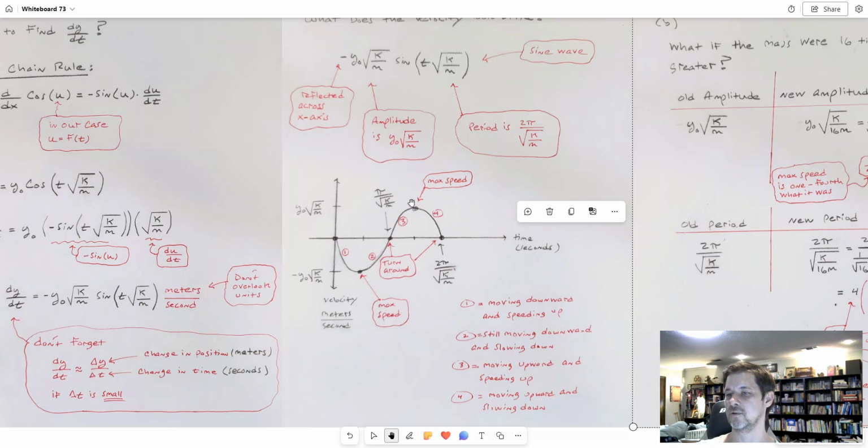And then it starts going up faster and faster, reaches a max speed in the upward direction, slows down, and turns around again.